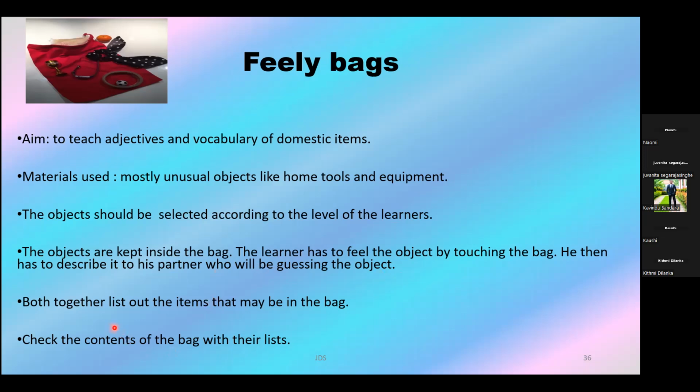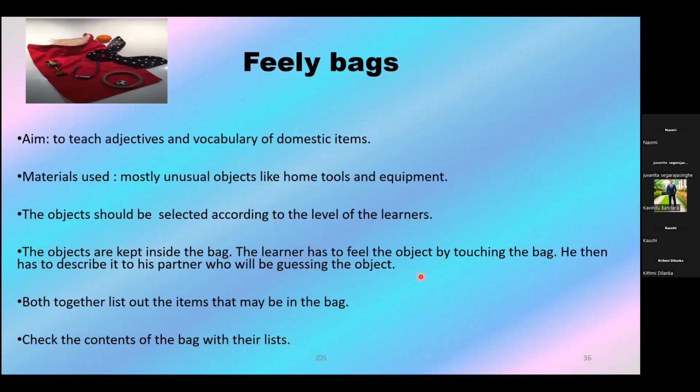Finally, what is happening? Both together list out the items that may be in the bag. Still, they haven't opened the bag and looked inside. Before looking, they have to list out the number of objects that can be inside the bag and whatever they have guessed. Finally, they check the content of the bag with their list. When they check, it can be right, it can be wrong. It's not going to matter at all. If it is wrong, they will list down the exact items that are found there.